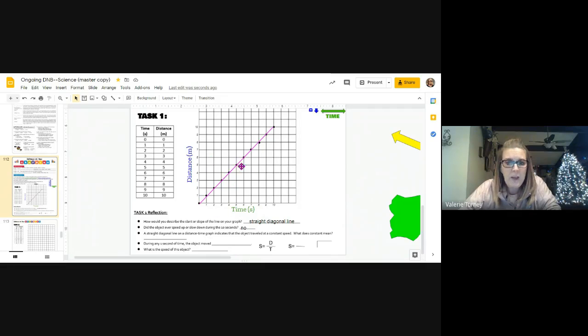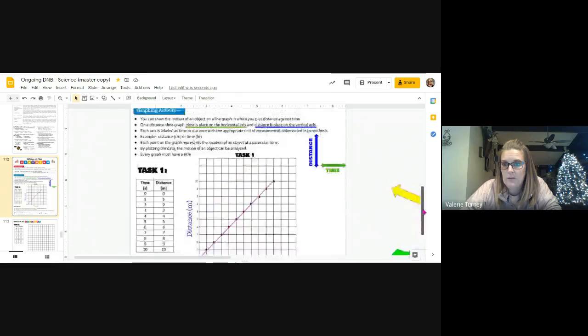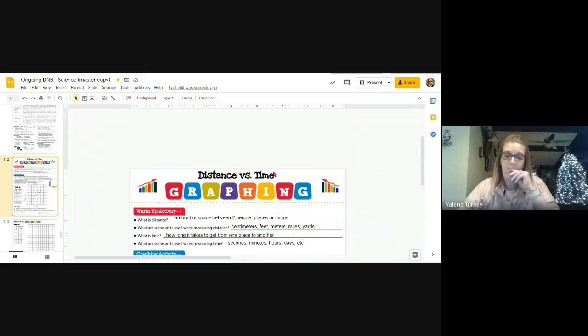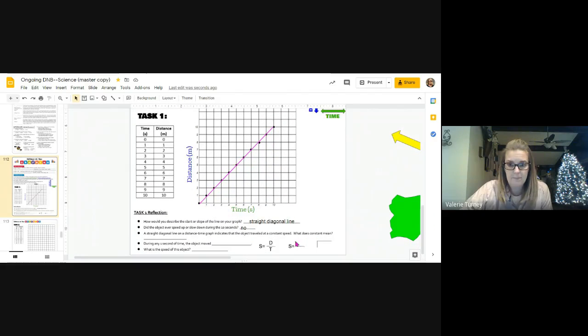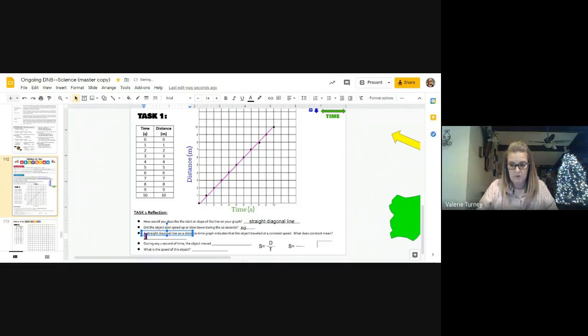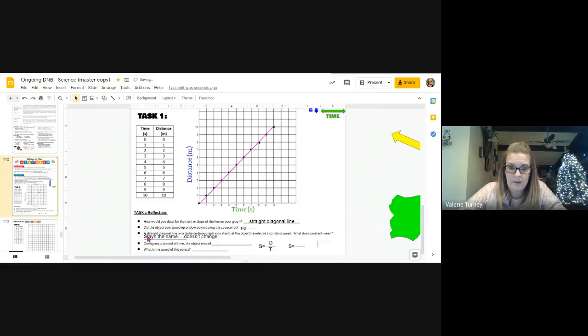Now, on this particular type of graph, which is a distance time graph, because if you look right here, it's a distance versus time graph. Next week, we'll be looking at a position time graph and a speed time graph, and that is different. But for a distance time graph, constant means that it stays the same or doesn't change. And that's this next question right there. It says, what does constant mean? You can answer, stays the same, doesn't change.